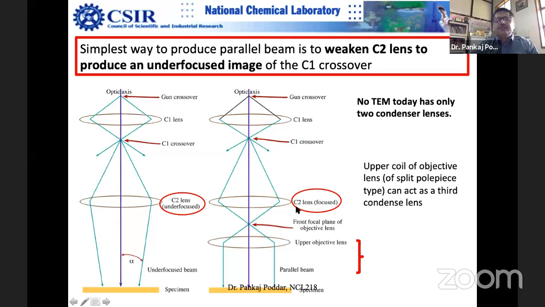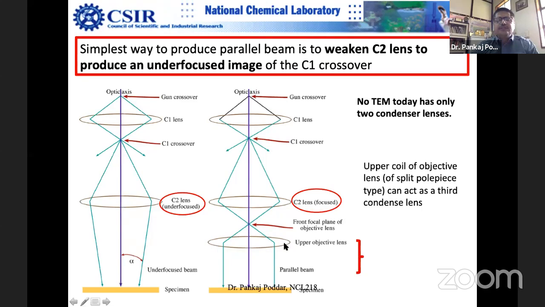Another way to make a parallel beam is this: old-fashioned TEMs had only C2. They didn't have this upper objective lens. Now most TEMs have, as written there, not only two condenser lenses. There is a third one, which we call the upper objective lens, or you can call it condenser, and it is basically a twin lens. One part of the lens is here above the sample, and another part of the lens is below the sample.